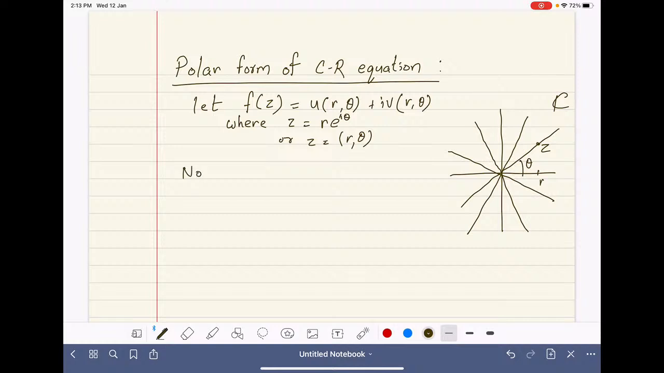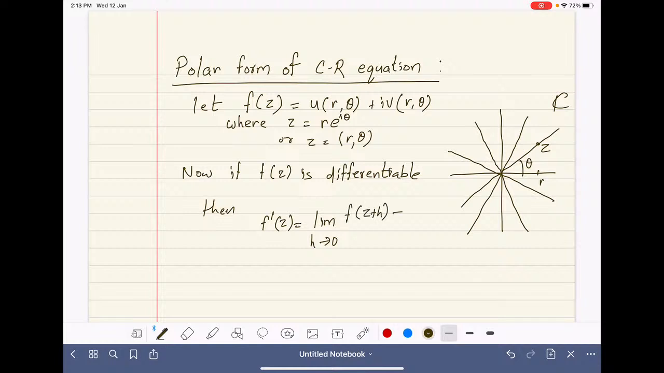Now if f of z is differentiable, then f dash z will be the limit as h tends to 0 of f of z plus h minus f of z, whole by h.